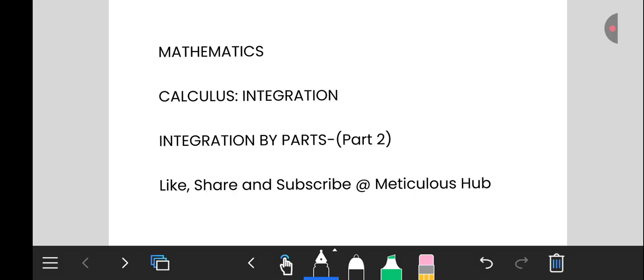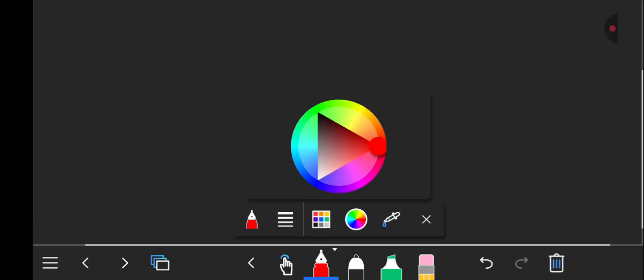So let's now dive into answering some questions. So the first question I have is, find the integral of x squared... Let's first do this one. e to the power x sine 2x. So how can you integrate this kind of a function?